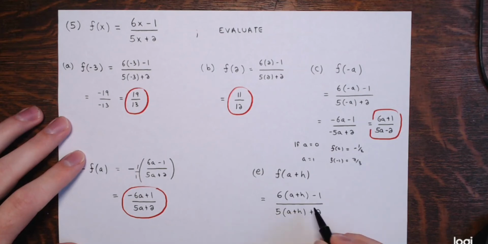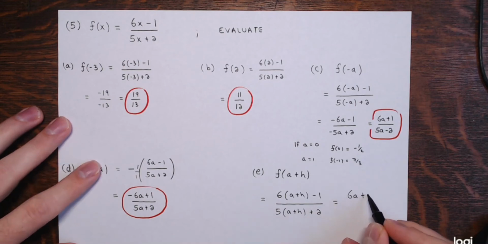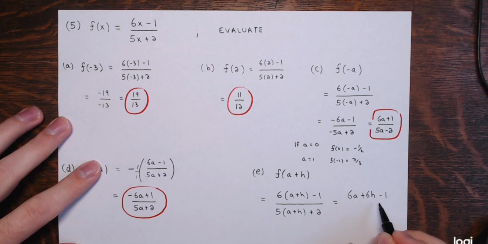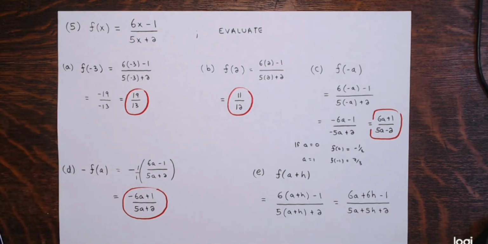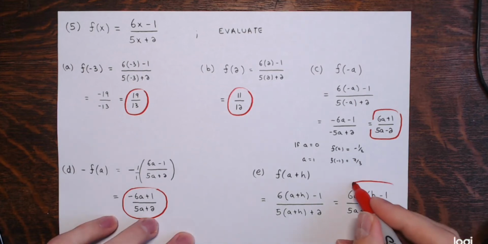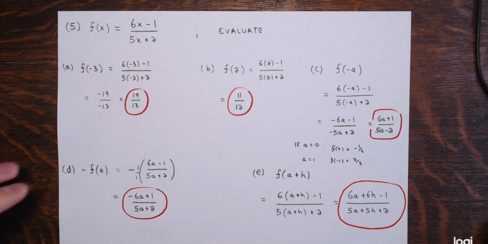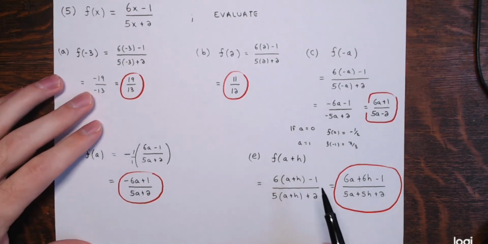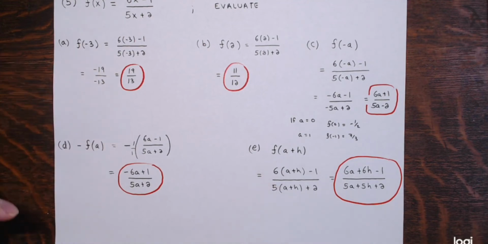And distributing the 6, distributing the 5, we'd have 6a plus 6h minus 1 in the numerator, and 5a plus 5h plus 2 in the denominator, and that's it. No other way of simplifying this. All right, and then once again, you can replace both a and h with some numbers, and it'll tell you points on the graph of f.